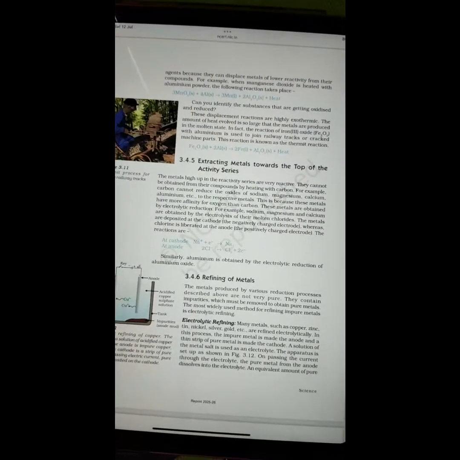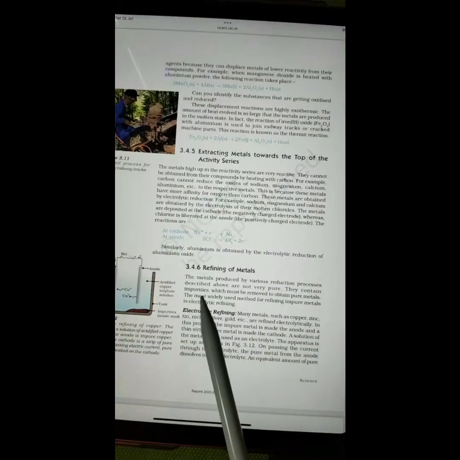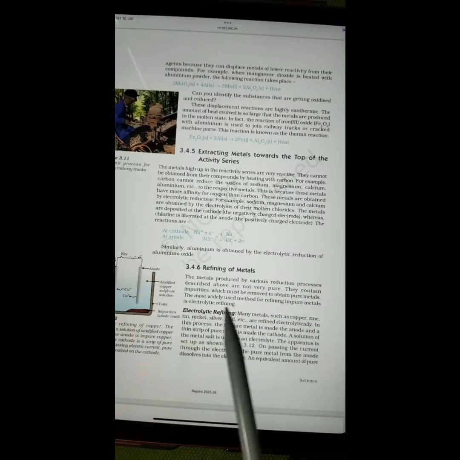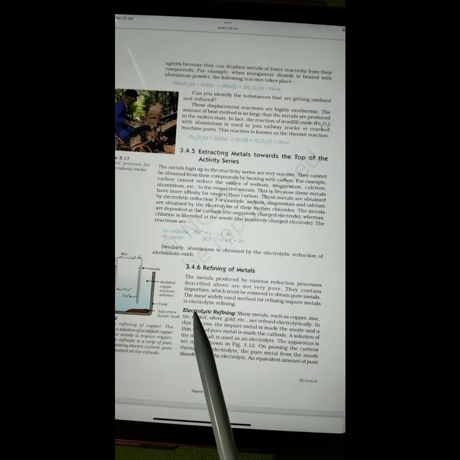3.4.6 Refining of metals. The metals produced by various reduction processes described above are not very pure. They contain impurities which must be removed to obtain pure metals. The most widely used method for refining impure metals is electrolytic refining.